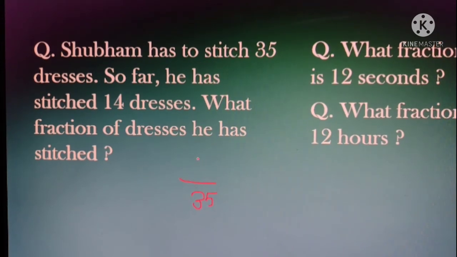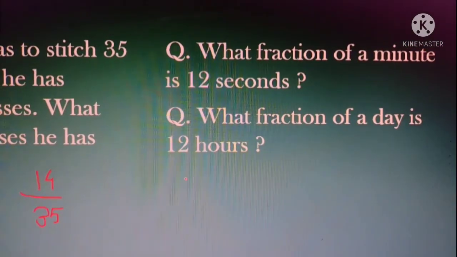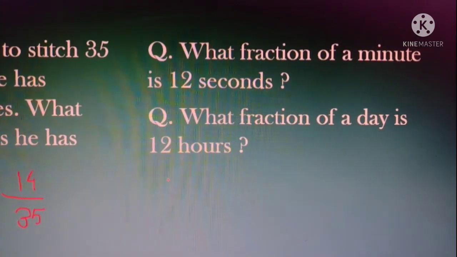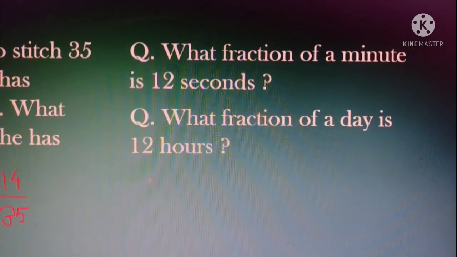and he has stitched 14 dresses till now. So 14 here, because it is asking fraction of dresses he has stitched. So 14 dresses he has stitched out of 35. So 14 by 35. So I hope this is clear and very easy also. As you solve the examples, you will understand all the things.